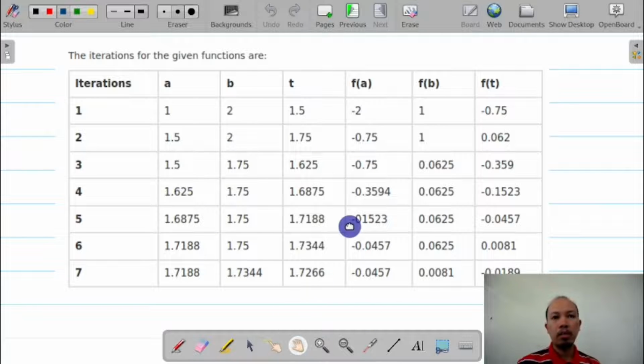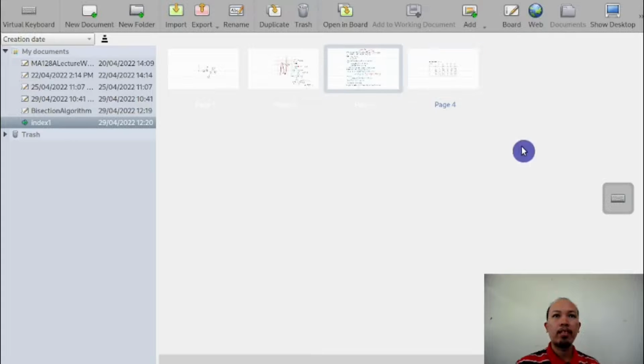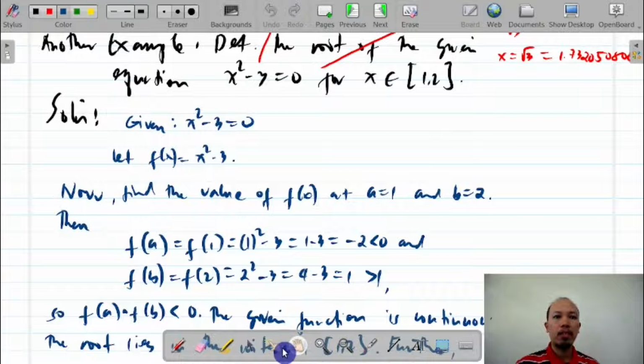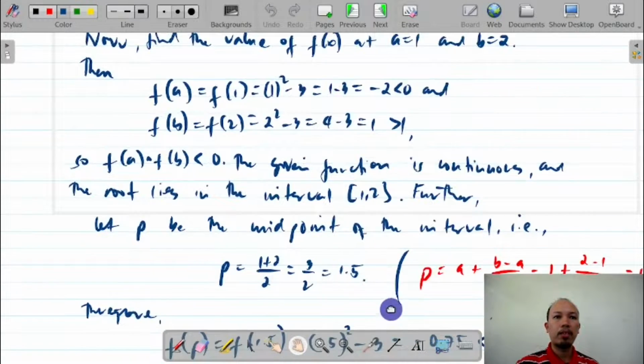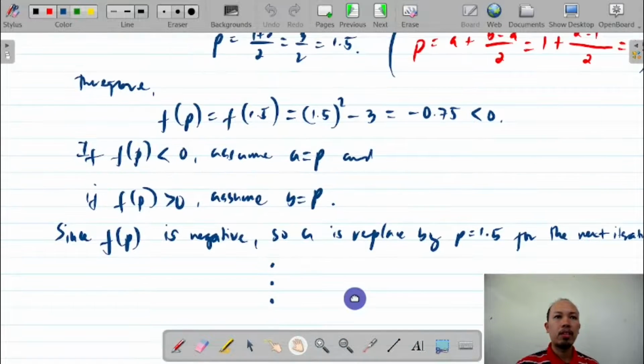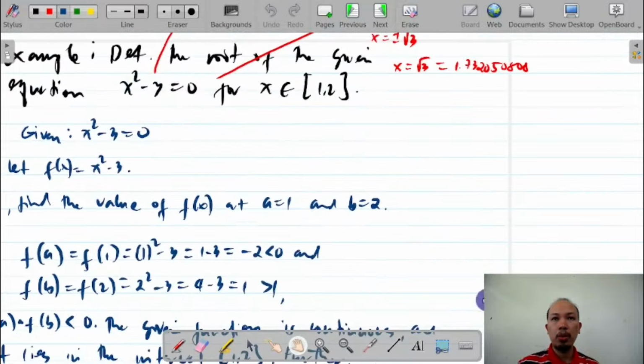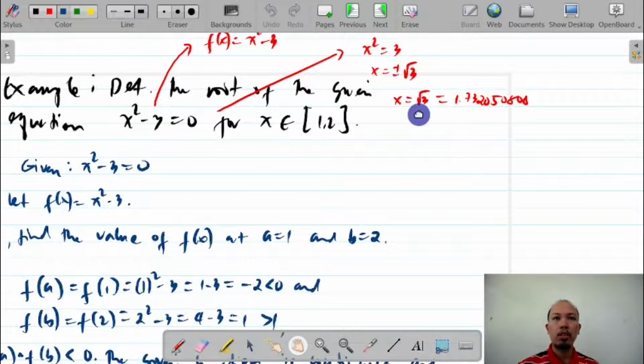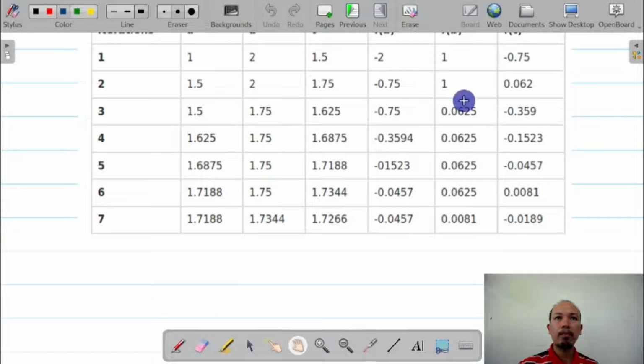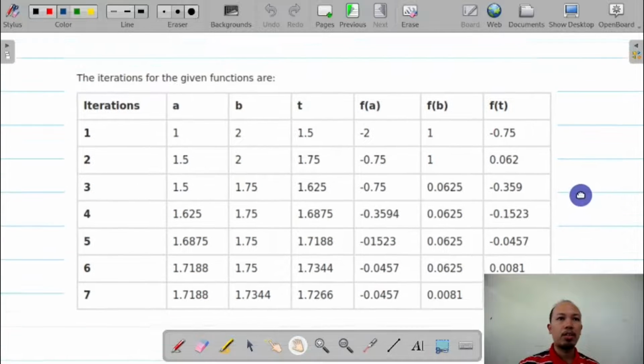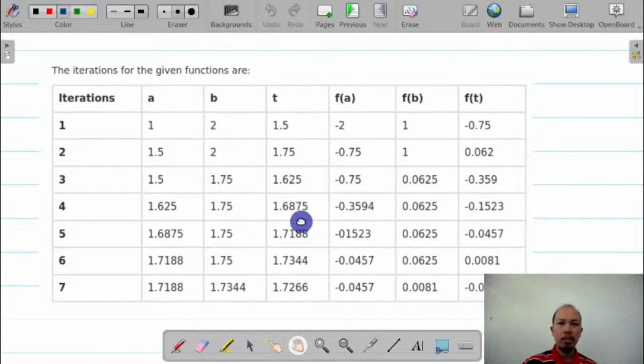So make this table by continuing this method that we have. Continue the method until we have a closer approximation to this root. Okay, so that's how you are going to apply the bisection method. So you can increase more.